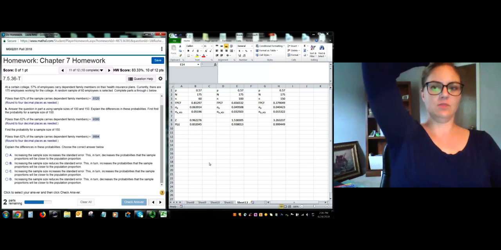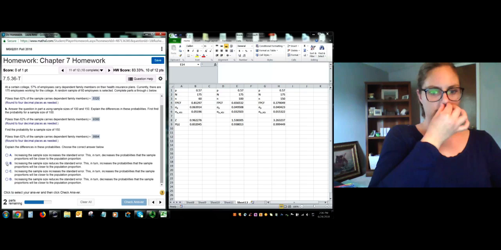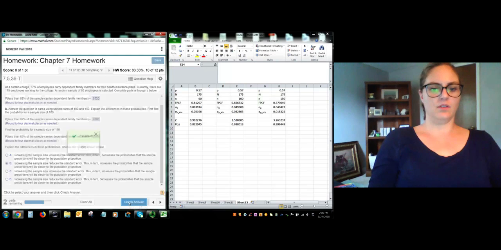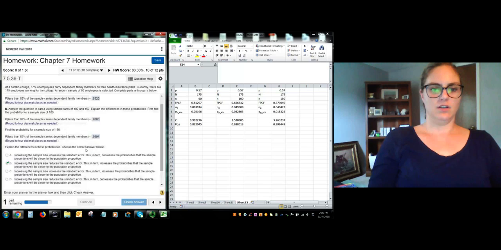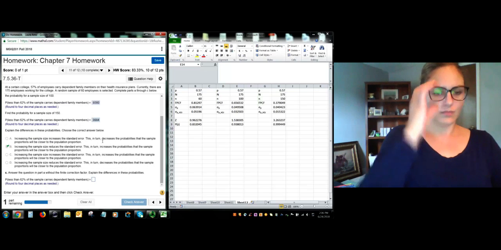Increasing the sample size does what to the standard error? If we're looking at the standard error, it's going down, right? The adjusted is going down too. So let's select the one that decreases or reduces. And this in turn increases the probability that the sample proportions will be closer, right? So as the standard error goes down, the estimates tend to be more accurate.